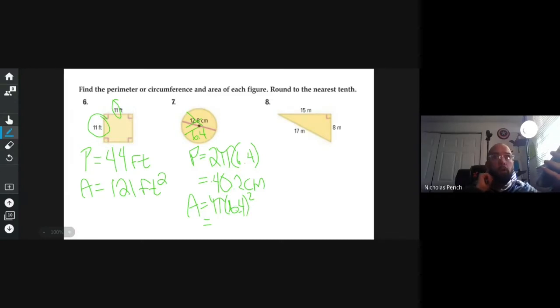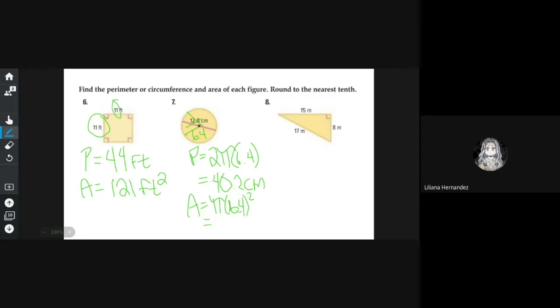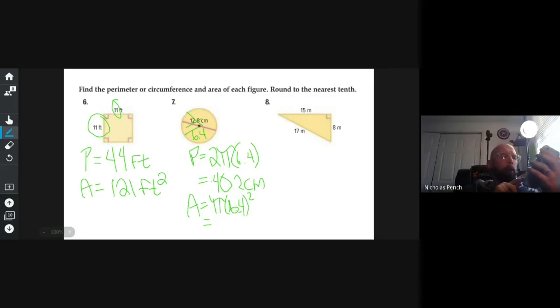Seems a bit small. 111.3? Wait. Pi times 6.4 squared. The answer is about 20.1061. That's not right either. What is pi times 6.4 squared? The answer is 128.68.